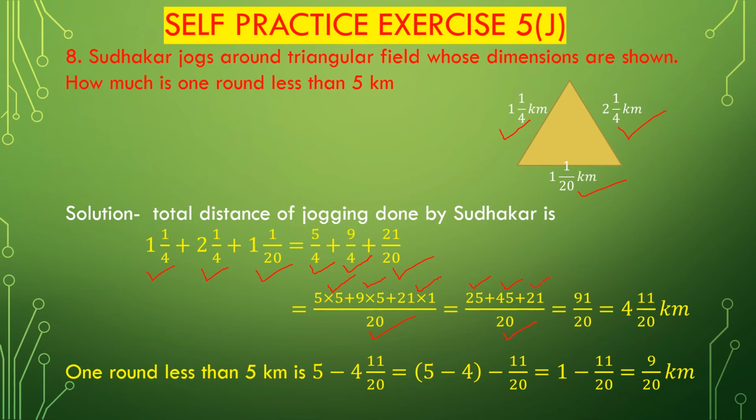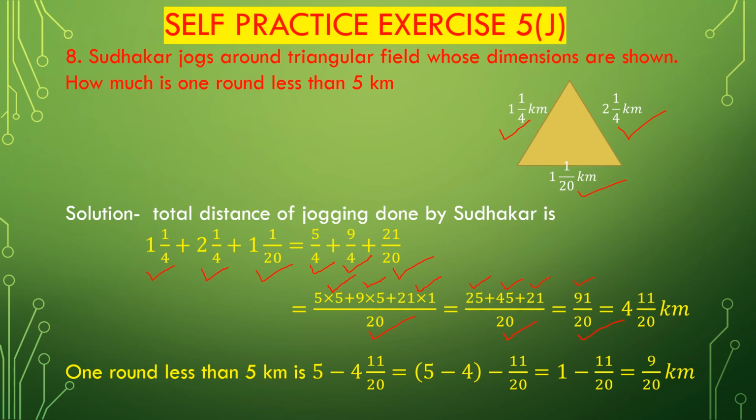25 plus 45 plus 21 is 91. 91/20. Now this is an improper fraction. We have to convert this improper fraction into a mixed fraction, just dividing the dividend 91 by the divisor 20. Dividing 91 by 20, we get 4 as the quotient and 11 as the remainder. We can write 91 as 4 multiplied with 20 plus 11, where 4 is the quotient and 11 is the remainder.